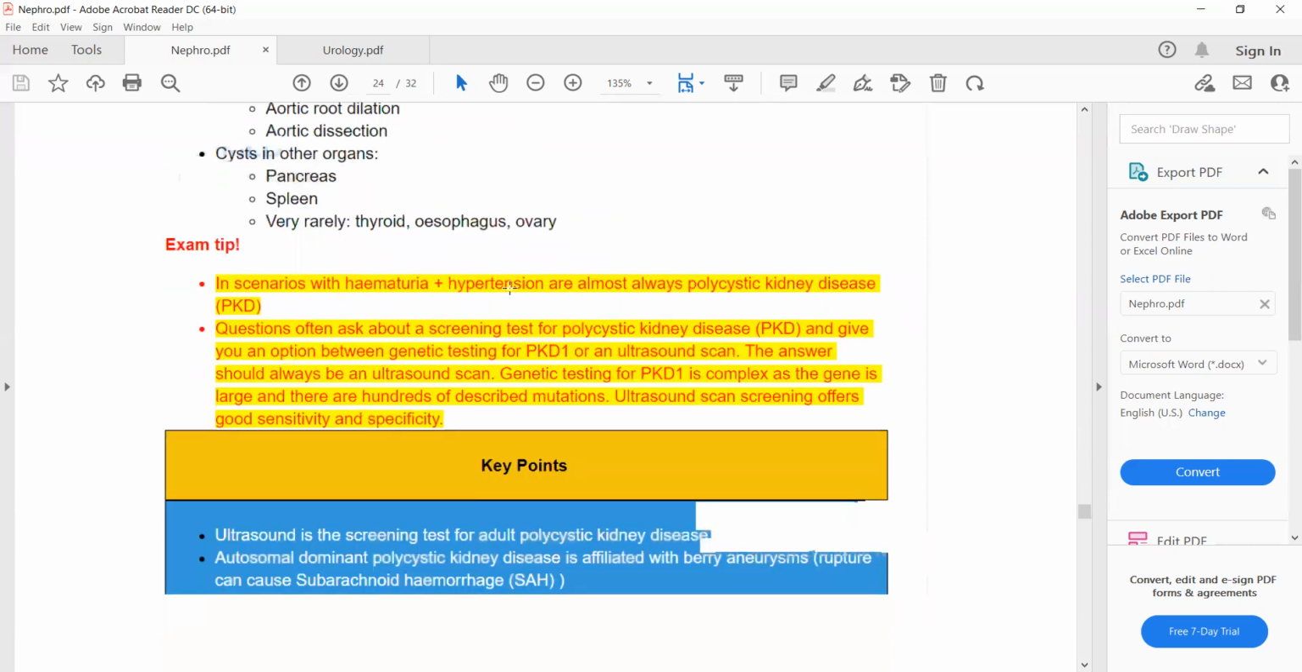Now, two important key points or exam tips related to this topic. Scenarios with hematuria plus hypertension are almost always polycystic kidney disease. So if a scenario is mentioning hematuria plus hypertension plus flank pain, then it is almost always polycystic kidney disease.